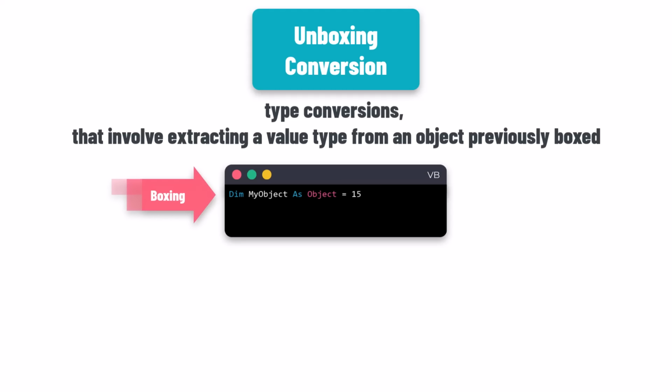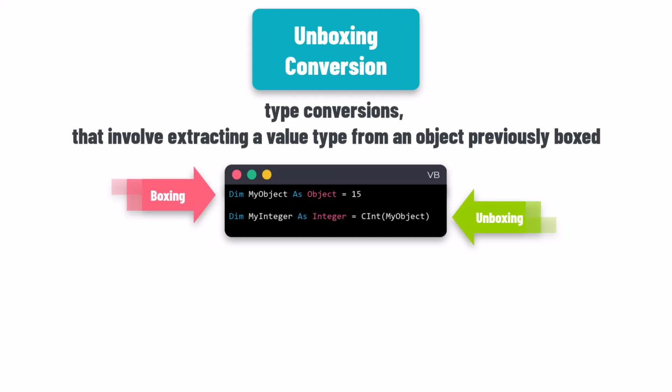This is called boxing. Now, we want to get that number back and use it as a regular number again. This process is called unboxing. We can do that using a cast function, such as CInt. Here I got the number and stored it in an integer variable. This is what unboxing conversion means.